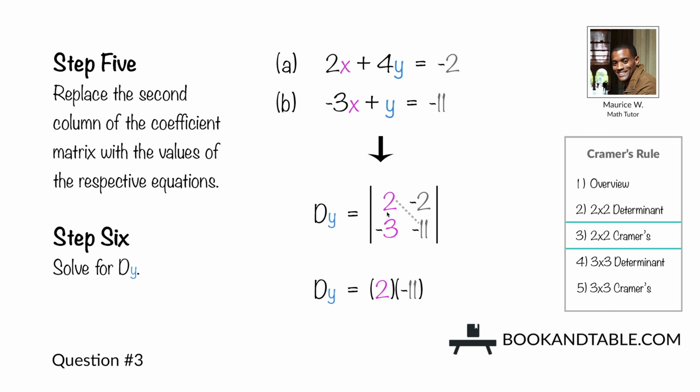So we first multiply 2 times negative 11. And then we subtract the product of negative 3 times negative 2. So 2 times negative 11 is negative 22, minus negative 3 times negative 2, which would be 6. Negative 22 minus 6 is equal to negative 28. So we see dy is equal to negative 28.